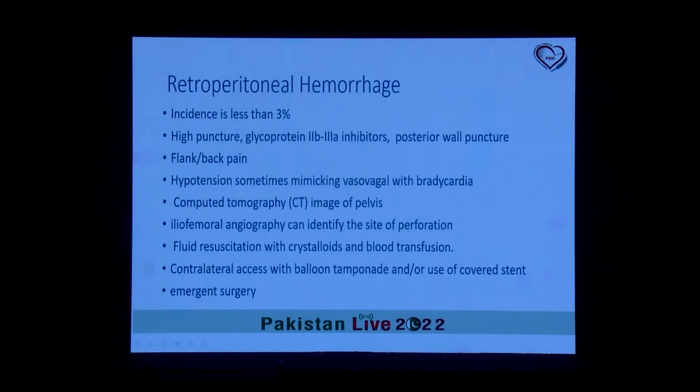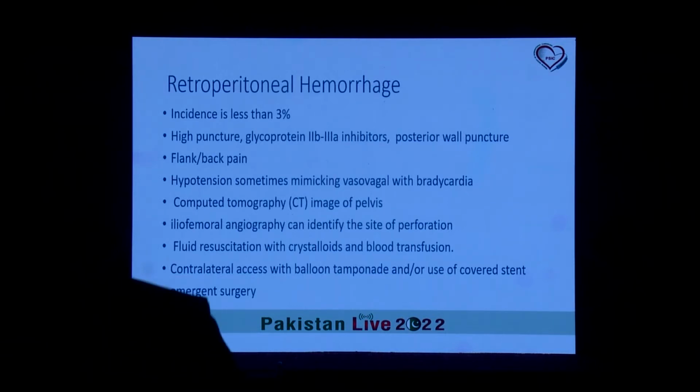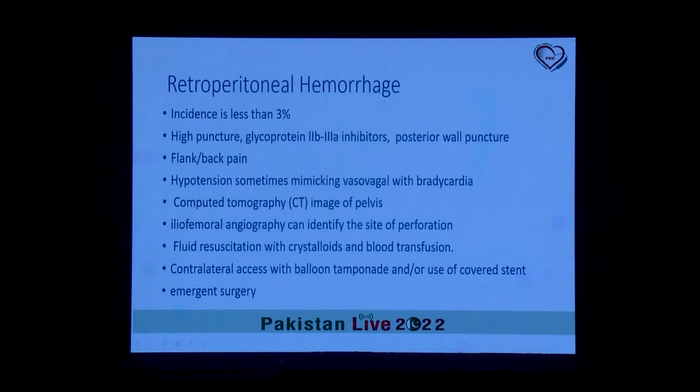Again, initial treatment is fluid resuscitation with crystalloids and blood transfusion. It may be treated with contralateral access with balloon tamponade or use of a covered stent if we can identify the site of perforation. Rarely we have to go for emergent surgery.